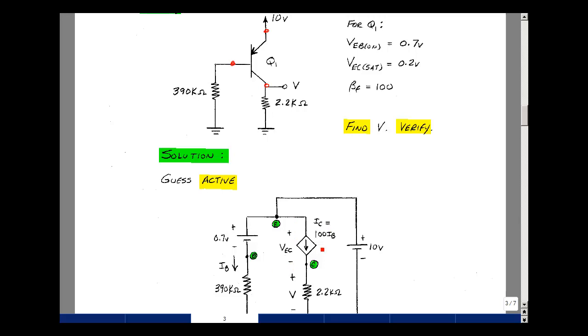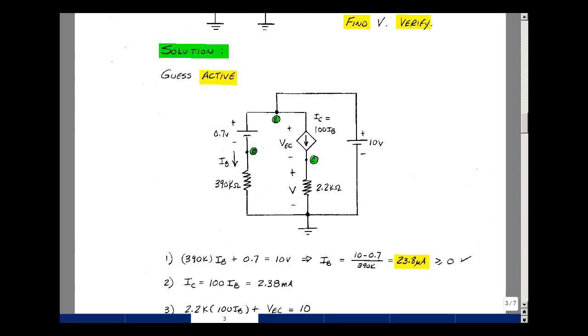To verify that this is active, I have to show that I sub B is positive, and V sub EC is greater than or equal to V sub EC sat. Let's analyze the circuit. So the current here is I sub B. I want to solve for I sub B. If I go around this loop, I just have batteries and something that has I sub B in it.